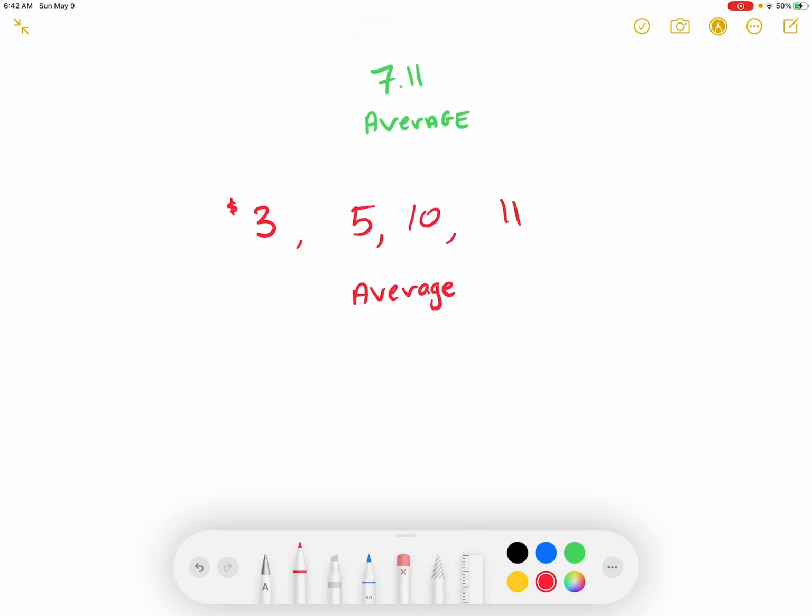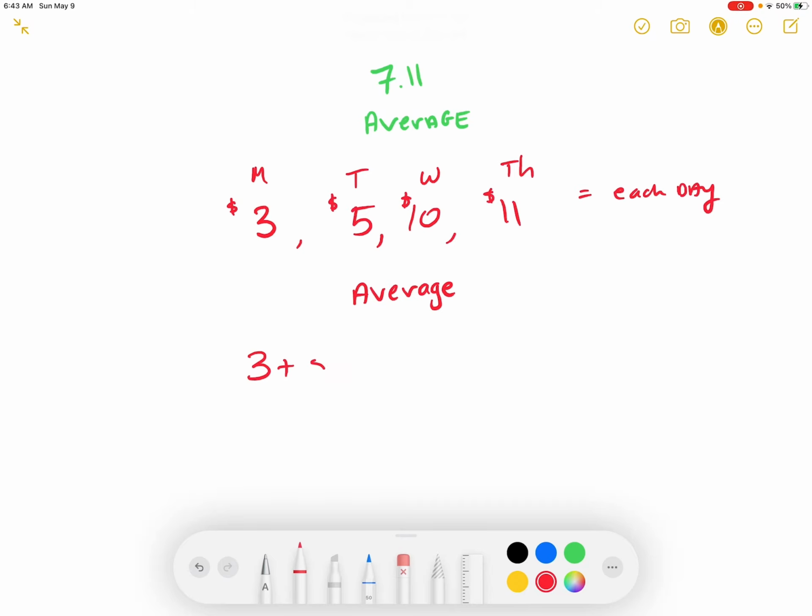So what's the average? Let's say these are dollars earned per day. So each day, day 1, Monday, you got $3. Day 2, Tuesday, you got 5. Wednesday, 10. And then on Thursday, you got $11. How much money on average did you make each day according to these numbers?